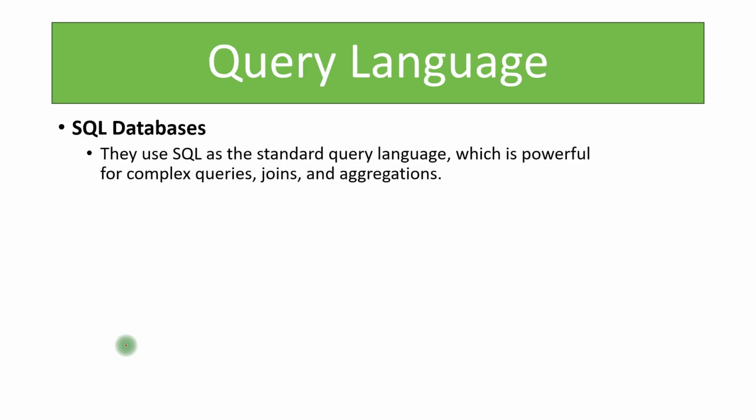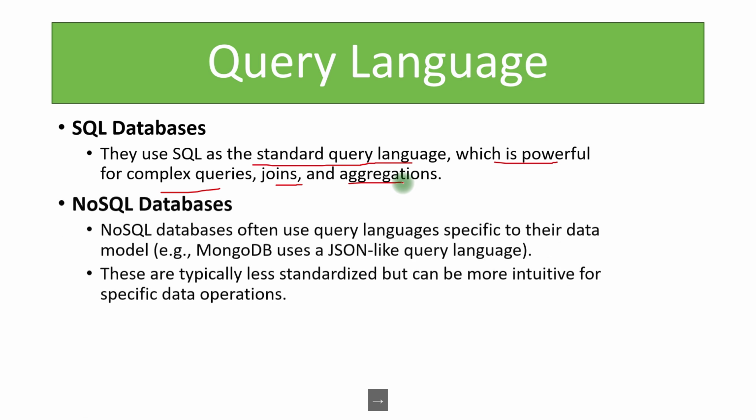Query language. SQL databases use SQL as a standard query language, which is powerful for complex queries, joins and aggregation, because everything is predefined: columns, tables and everything. So I can have complex queries and joins to fetch the data that I need. NoSQL databases often use a query language specific to their data model. MongoDB uses a JSON query language, and others use a key value structure.